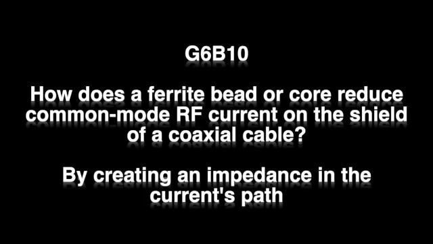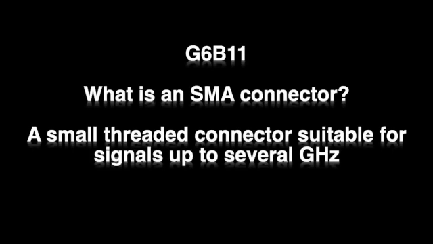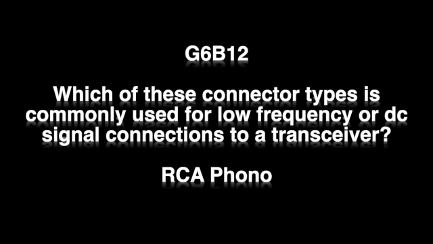G6B10. How does a ferrite bead or core reduce common mode RF current on the shield of a coaxial cable? By creating an impedance in the current's path. G6B11. What is an SMA connector? A small threaded connector suitable for signals up to several GHz. G6B12. Which of these connector types is commonly used for low-frequency or DC signal connections to a transceiver? RCA Phono. Subelement G7, practical circuits.